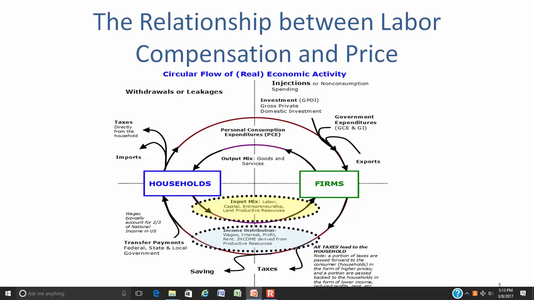In this presentation, we will begin by exploring the connection between the compensation to productive resources, more specifically labor, and the price of the goods and services produced by the firm. So first, is there a connection between the price of the product and the compensation paid for the productive resources involved in the transformation process at the firm?